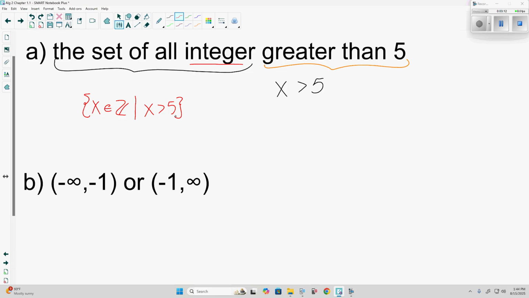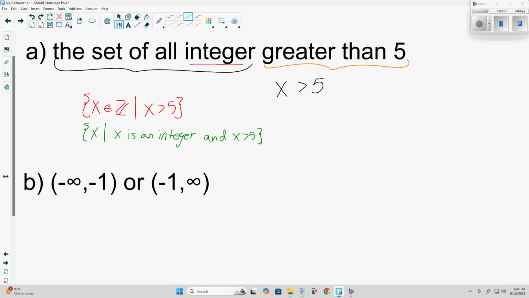This isn't the only way we could write this. We can write it in many different forms. The big ideas textbook starts it off like this: the set of all real numbers x such that what? We have to say that x is an integer and x is greater than 5.